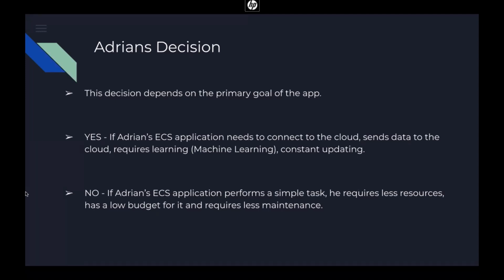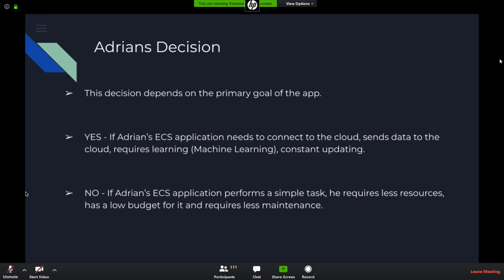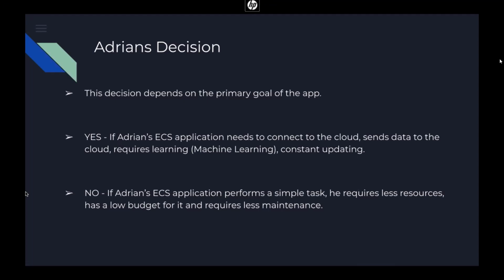Okay, so for this question of Arjan's decision, we felt that it wasn't objective in the sense that it really depended on what embedded system Arjan is using. So basically, we gave two comparisons for this. You can change to an IoT device if he really wants to connect to the cloud, send data, and maybe require some predictive analysis for whatever he's doing with the embedded system.